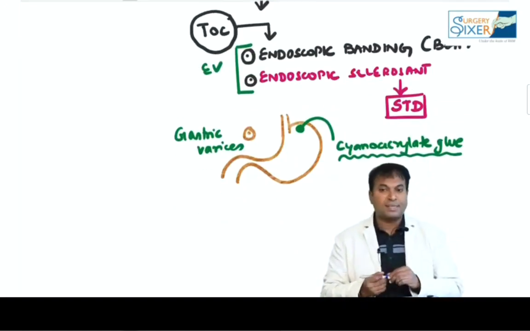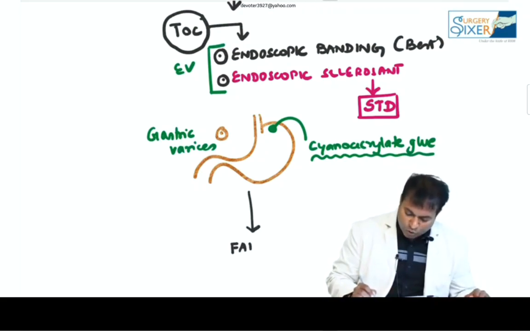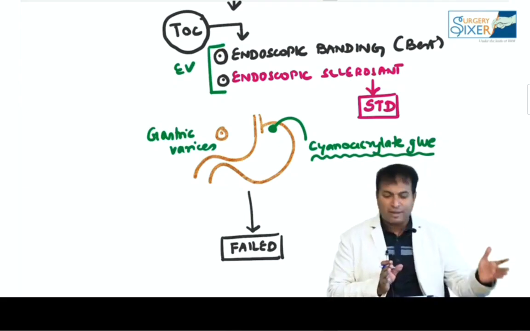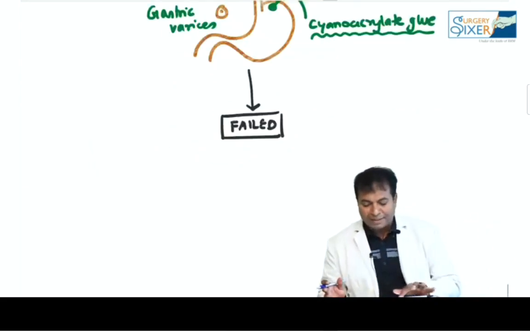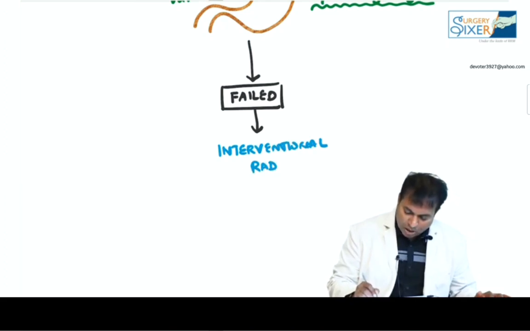So this is the treatment of choice for these cases. If this endoscopic procedure fails, who will you call next? Please remember, we are following a protocol. First we gave an octreotide injection, then we put a Sengstaken-Blakemore tube, then we did endoscopic banding. If that also fails, now you call a specialist known as an interventional radiologist.